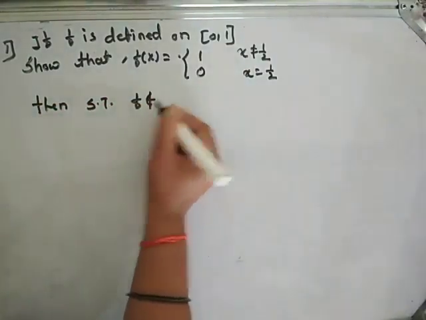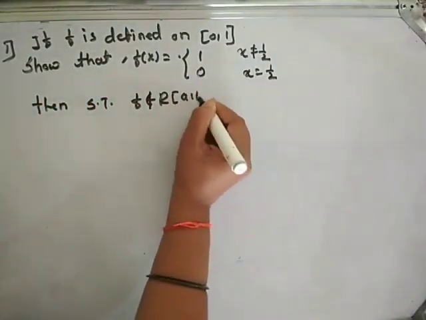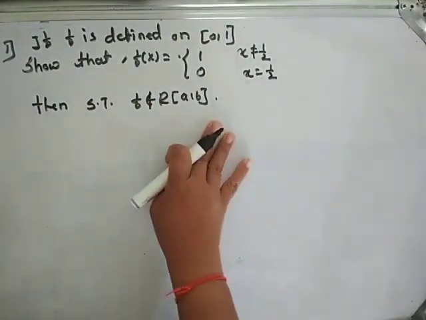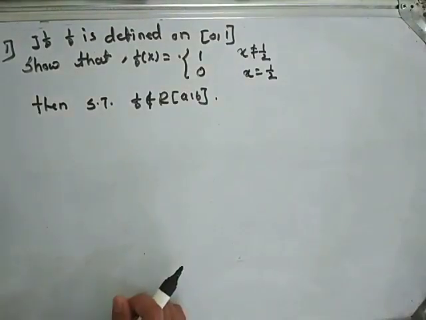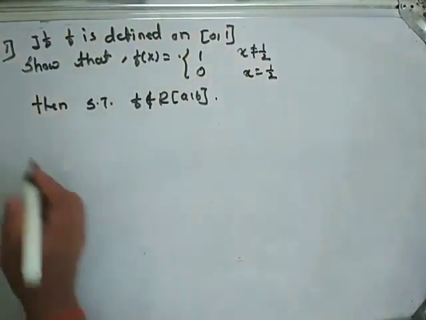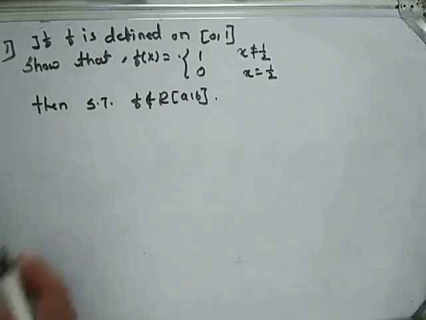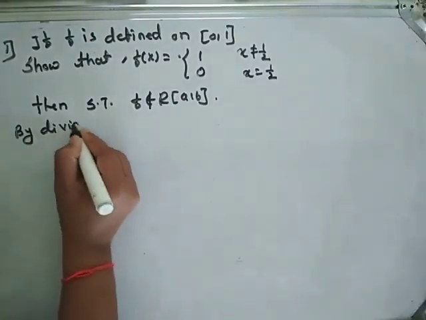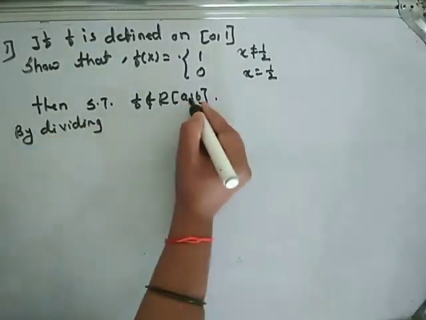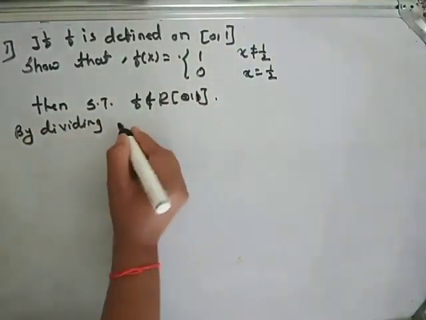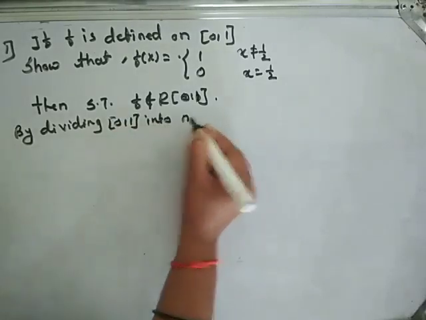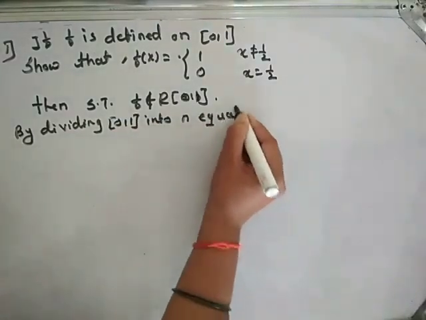f does not belong to the Riemann integrable functions on closed interval [a, b]. Means what? f is not Riemann integrable on closed interval [a, b]. Okay. Let us see the solution by dividing the closed interval [0, 1] into n equal parts.